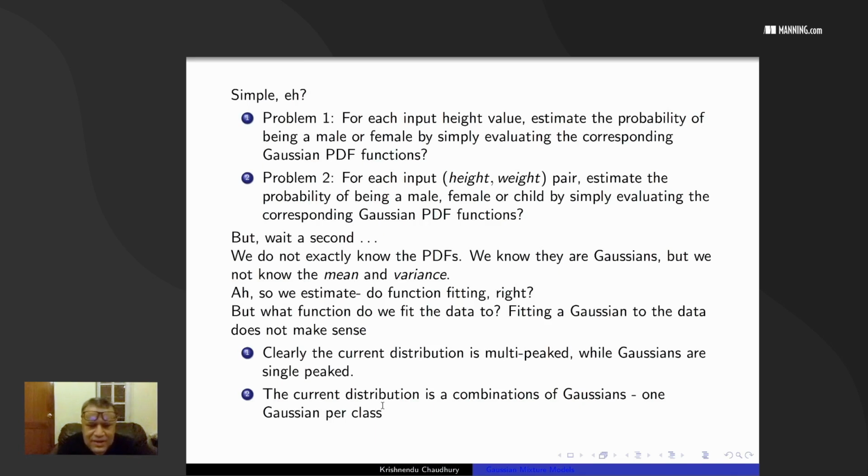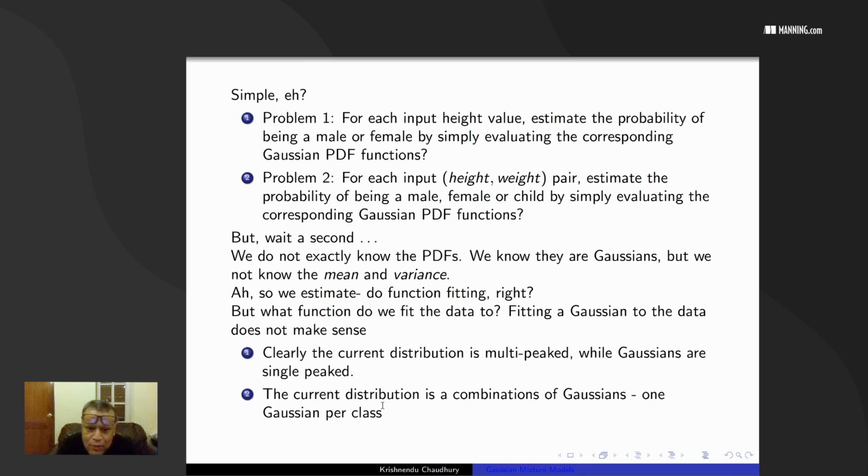But wait a second. We do not know exactly the PDFs, the probability density functions, right? We know they're Gaussians, but we don't know their mean and variances. Okay, so you say, we have to estimate them. We have to do function fitting, right?